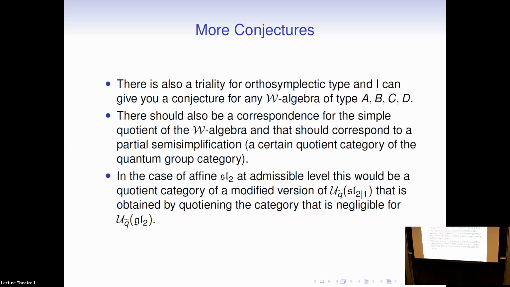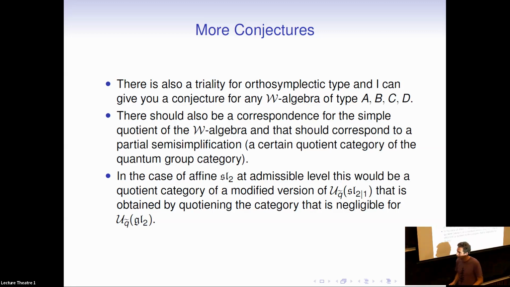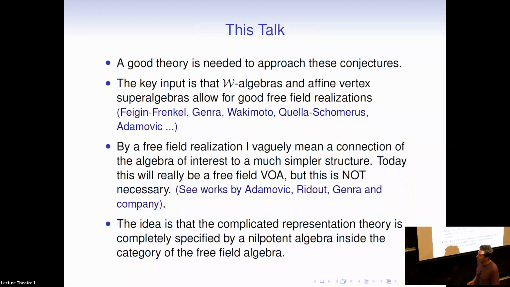Anyway, my motivation is that if one is willing to go beyond the usual lower bounded modules, then a huge zoo of new interesting representation theory arises, already if you are just looking at W-algebras, no superalgebras, but the whole representation theory is intrinsically of super type. So superalgebras are a necessity. Okay. And now one wants to have a good theory to approach these conjectures.